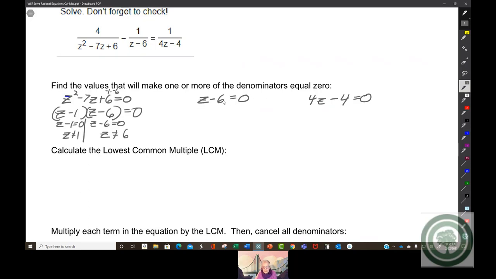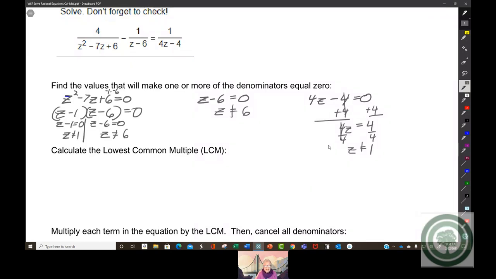So the same thing over here. I add 6 to both sides, so I get z equals 6. And I add 4 to both sides, and I'm going through all the steps here because this is slightly more complicated. 4z equals 4, divide by 4, divide by 4. Z equals 1, which means z cannot equal 1.